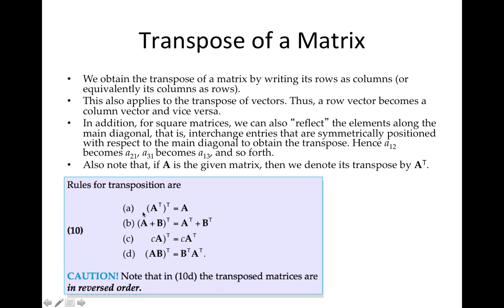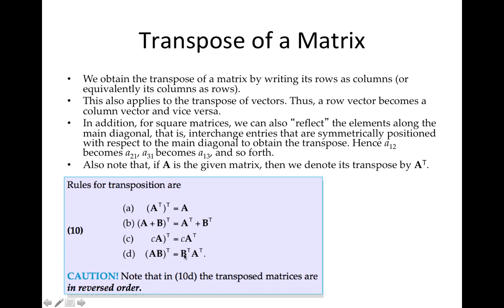Some interesting rules: the transpose of the transpose obviously gives you the matrix back. The transpose of A plus B is the transpose of A plus the transpose of B. Multiplication by a scalar does not affect the transpose operation. And this one's a little bit different. The product AB, take the transpose, is B transpose, A transpose, and this one will show up in some theorems that we'll cover later in the semester.